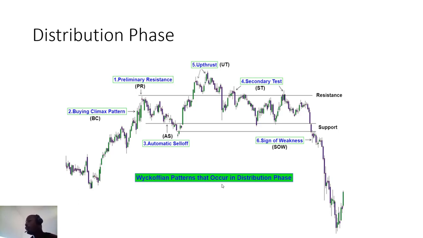Okay. Number 4 is the secondary test, which is where the resistance is shown again. The secondary test formation happens after the automatic sell-off has happened, and that's typically caused by shorts covering and public investors bringing the price back into that area of resistance. Often prices will fall back after touching a preliminary support or resistance, and that indicates the presence of selling interest.